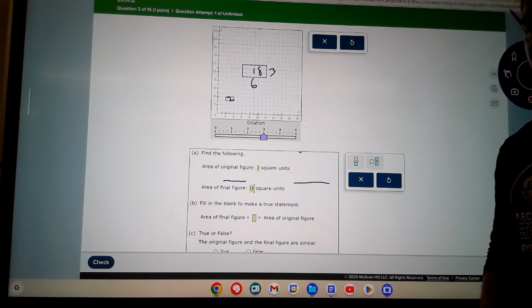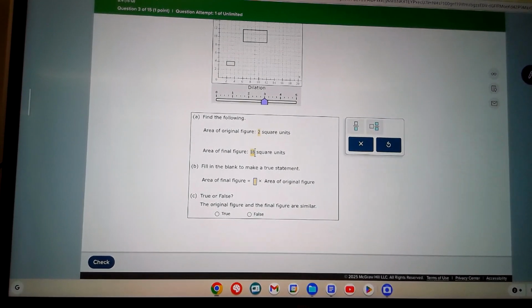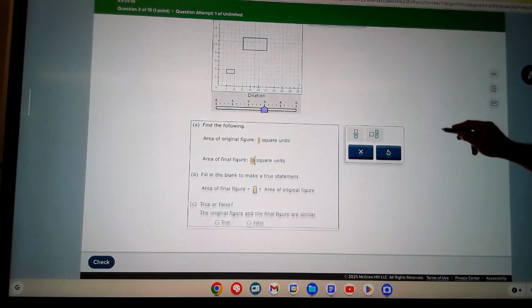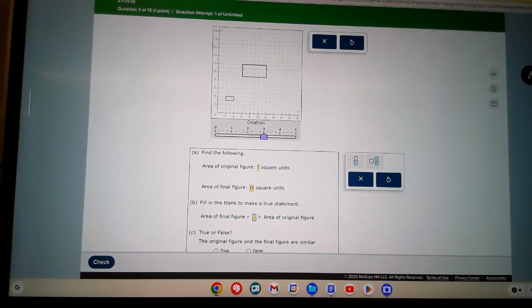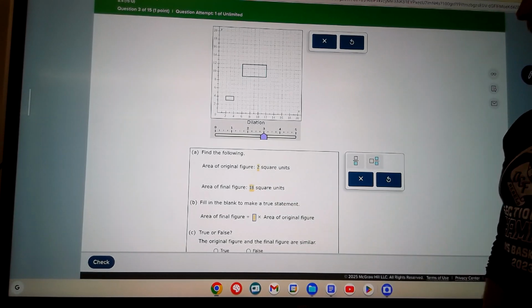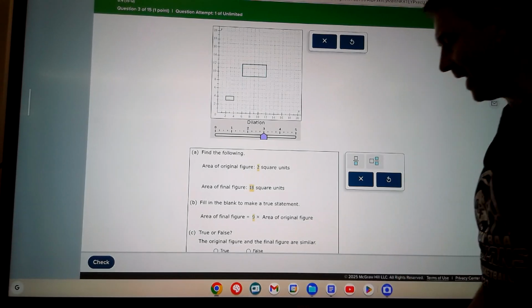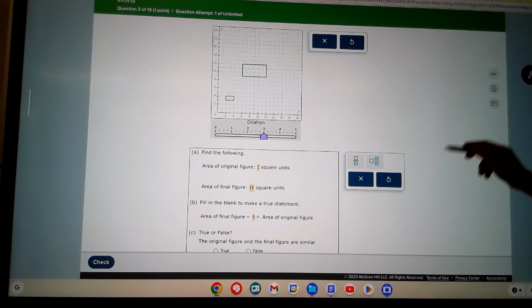Why is that? Down below, fill in the blank to make a true statement. Area of the final figure equals blank times the area of the original. How would I go from 2 to 18? What would I take that times? It's 9. Do you know why it's 9? Well, let's think about it.